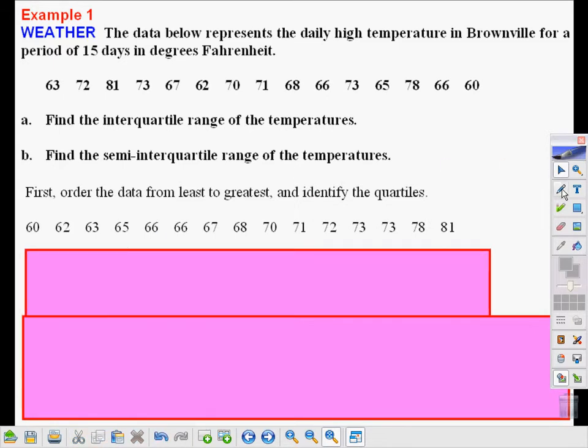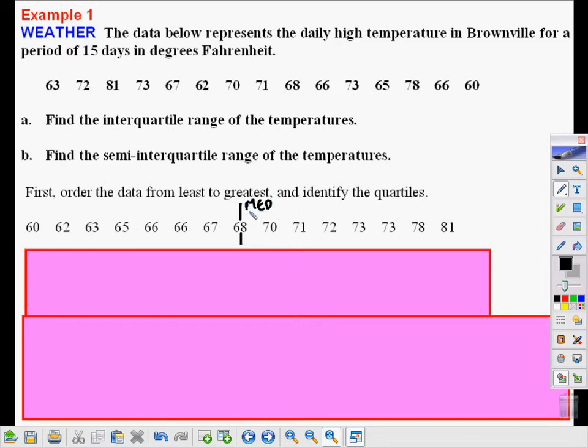Now, I have a total of 15 temperatures. So I'm going to cut this in half, which I count 1, 2, 3, 4, 5, 6, 7 right here. This is my median temperature. Okay? This is the median.